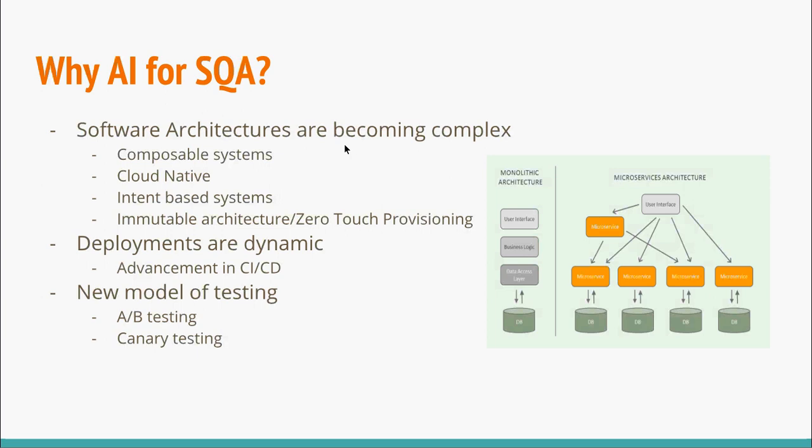So essentially, when I say intent-based systems, you tell what the intent is, you go through the policy definition system, and then it gets composed based on the intent, right? And then the last one is immutable architecture. There are a lot of developments. The one is what we call the edge cloud scenario, or 5G, which is the next generation of telco products.